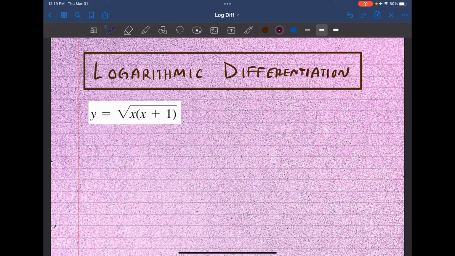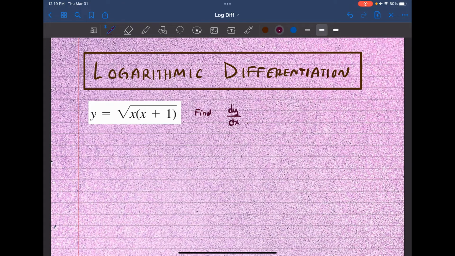In this video, we're going to talk about how to differentiate a function by using logarithmic differentiation. Pretty much you apply logarithm to both sides of that equation to find the derivative. So suppose this is the example and you want to find the derivative of the function, so y prime, or you can call it dy/dx.